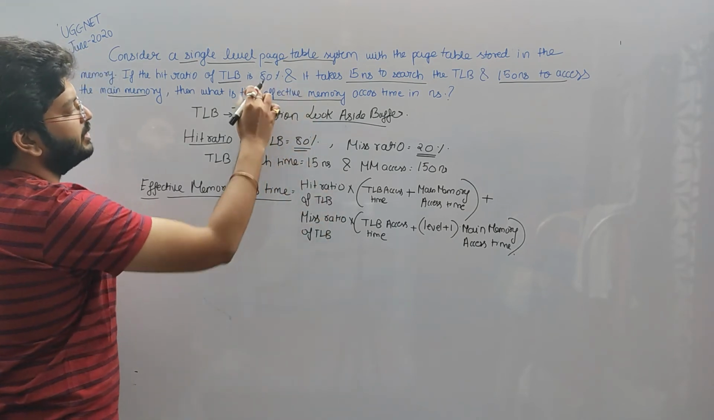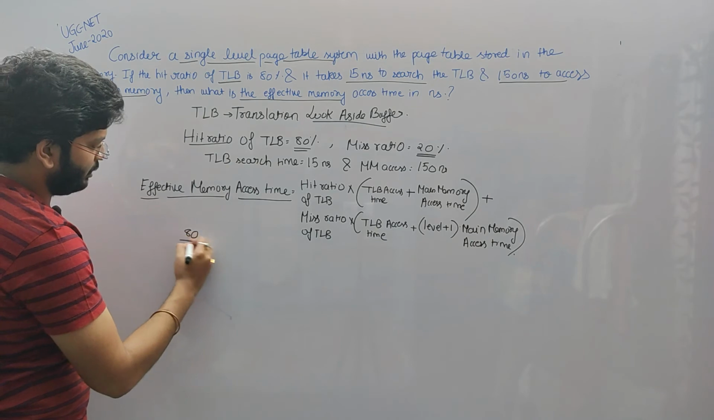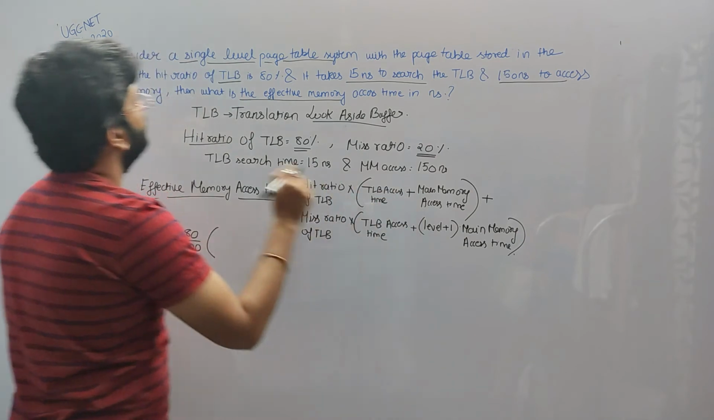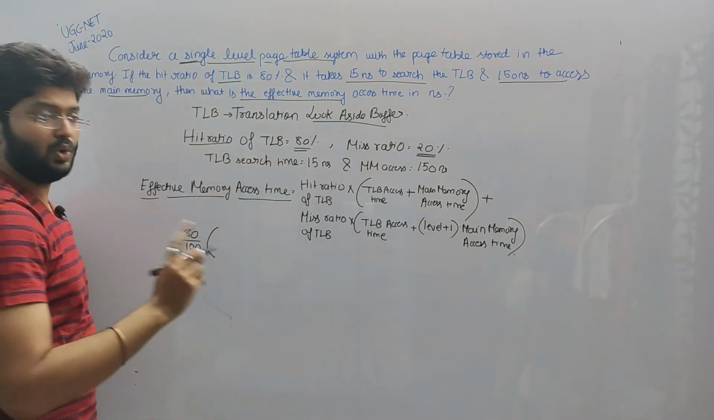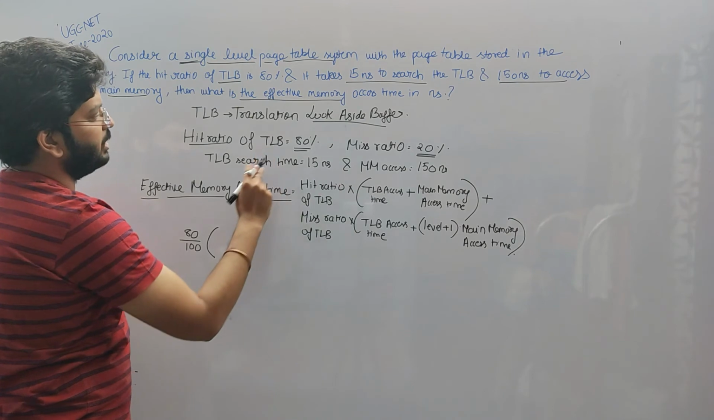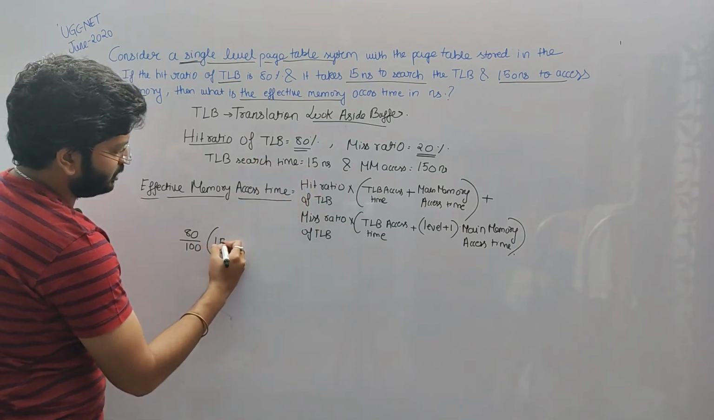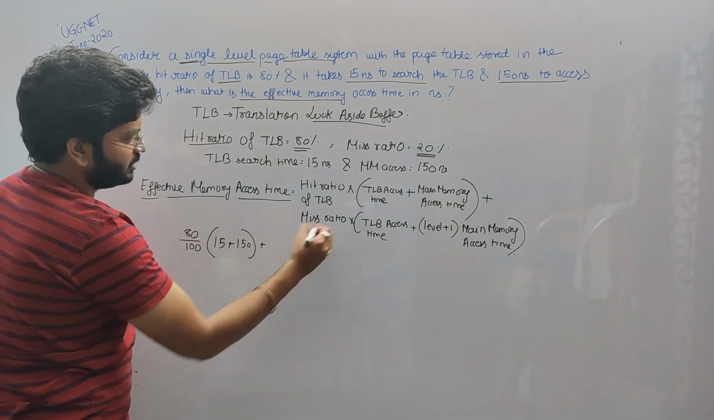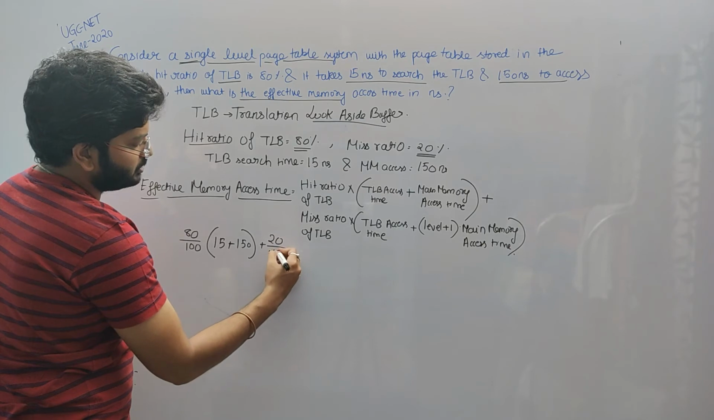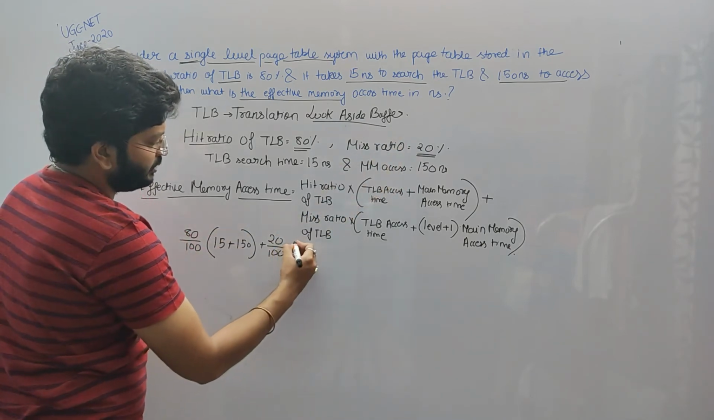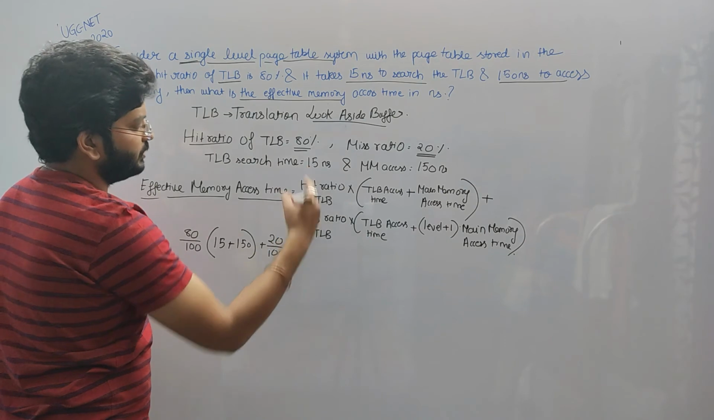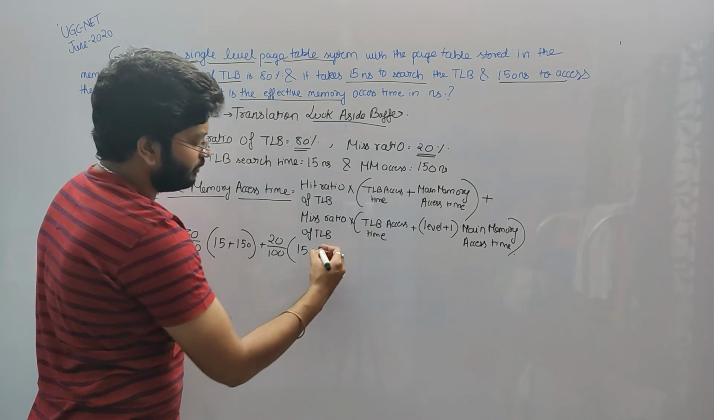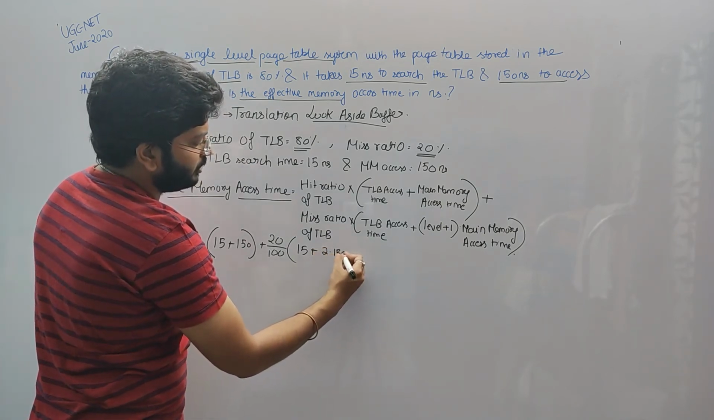Now hit ratio of TLB is 80%, so 80 by 100. Here it is given, it is a single level, means level is 1. TLB access time is 15 nanoseconds, plus main memory access time is 150 nanoseconds, plus miss ratio of TLB is 20%, 20 by 100, into TLB access time 15 nanoseconds plus level plus 1. Level is 1, 1 plus 1 is 2, so 2 into 150 main memory access time.